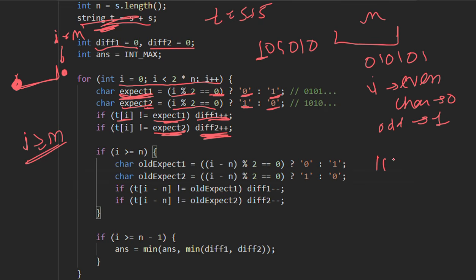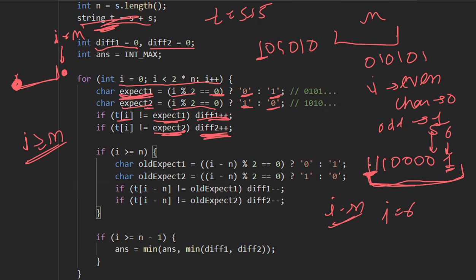So suppose initially we have 1 0 1 0 1 0 with the last index number 5. Next, at index number 6 we have 1, but our current window is till now this, right? We have added this, but we have to remove this character also. So currently we are at index 6, so i is equal to 6, and we want this index. So what will be this index? It will be i minus n, right? i minus n.